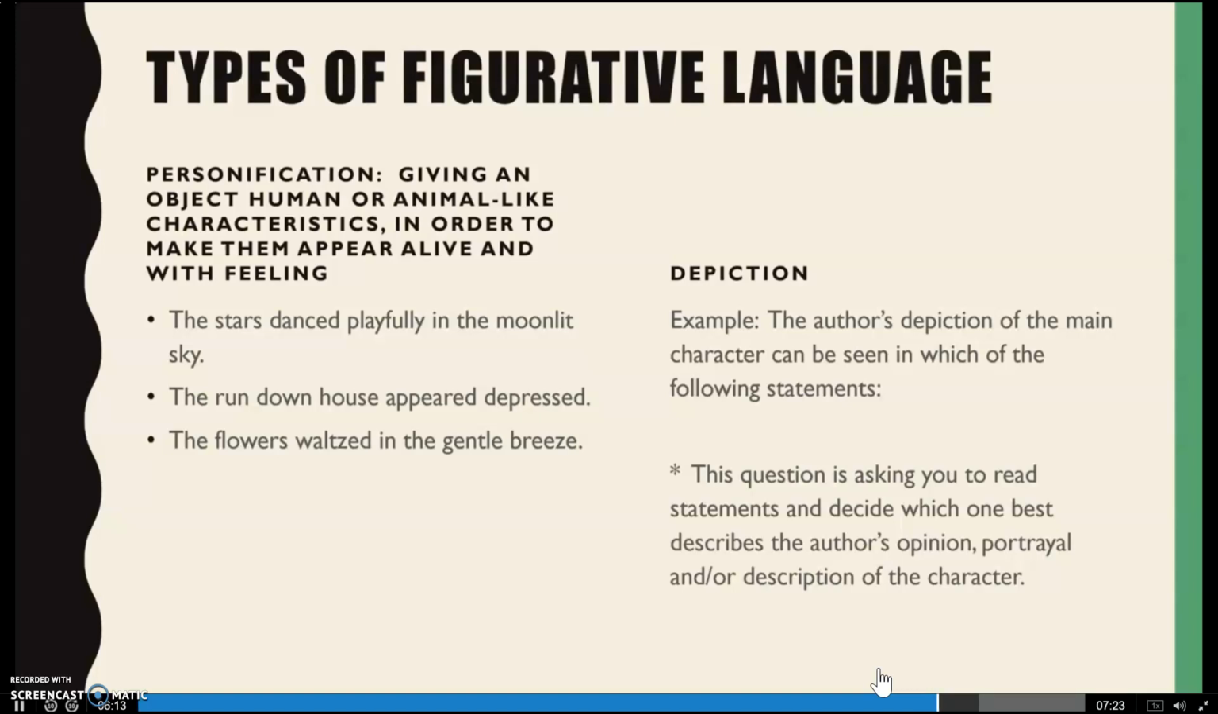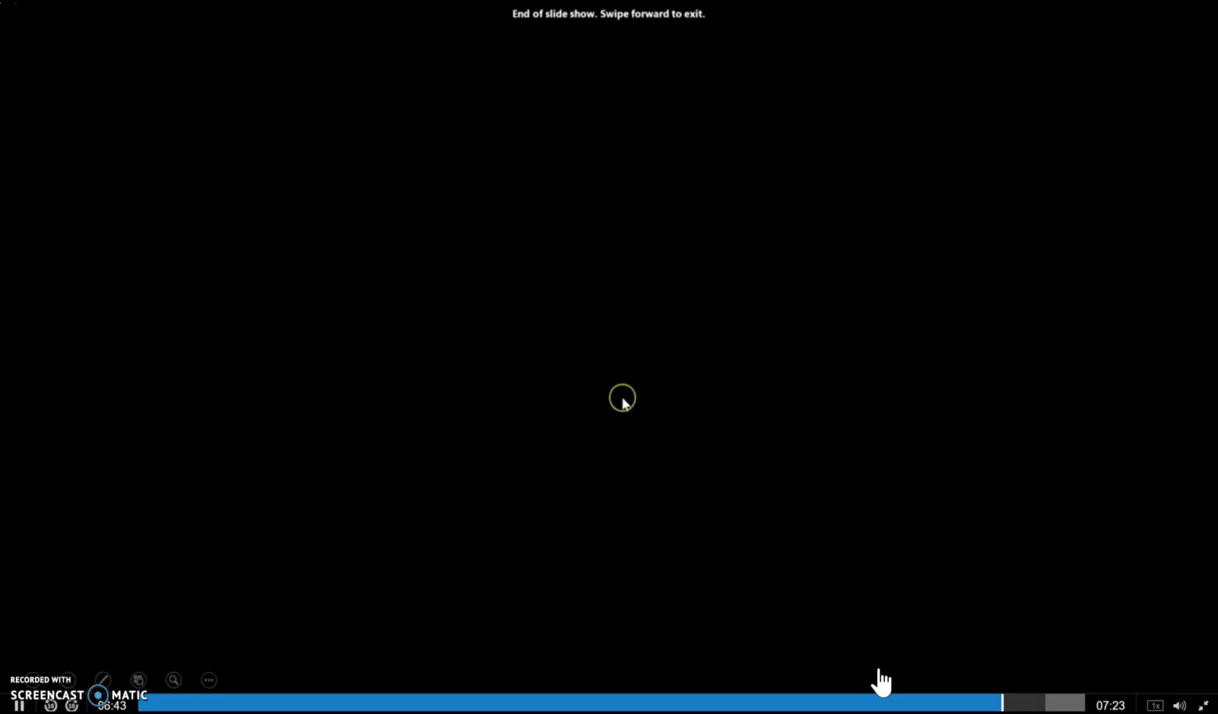And the last type of figurative language here is depiction. A depiction, an example, the author's depiction of the main character can be seen in which of the following statements? That's a typical question. The question is asking you to read the statements and decide which one best describes what the author was trying to tell you, their opinion or their description of the character. What were they trying to depict, trying to make you feel or understand? Okay? So those are the 4 types of figurative language.